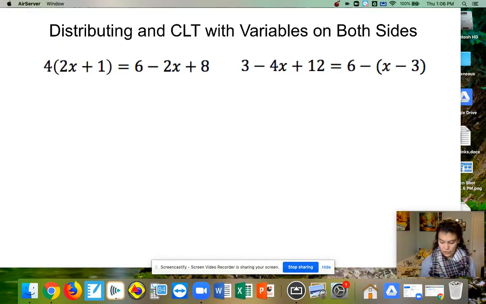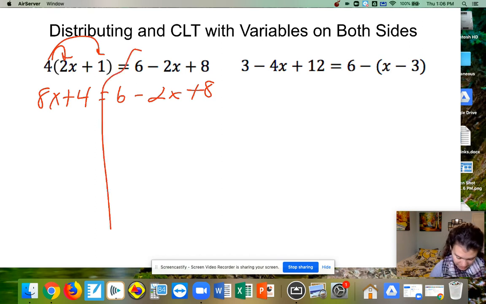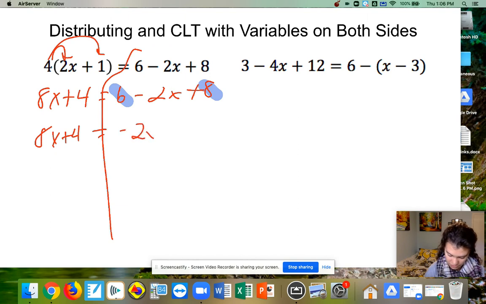Okay, so now we're going to do one that has all of these steps together. So distribute these first. You get 8x plus 4 equals 6 minus 2x plus 8. And I'll draw the line in. So now you want to combine like terms. On this side, I can combine these together. On the other side, there's an x and a constant. There's nothing you can do. So 8x plus 4 will equal negative 2x plus 14.